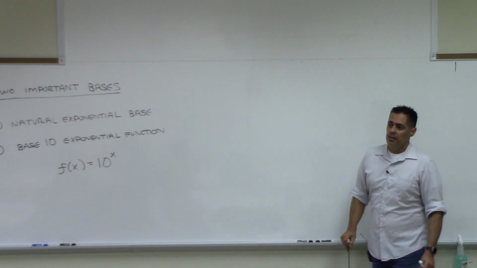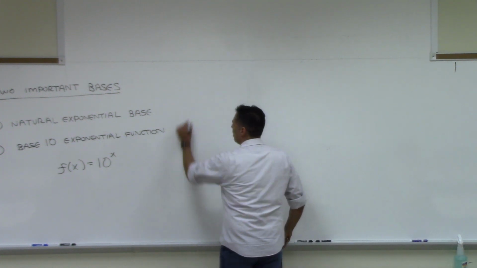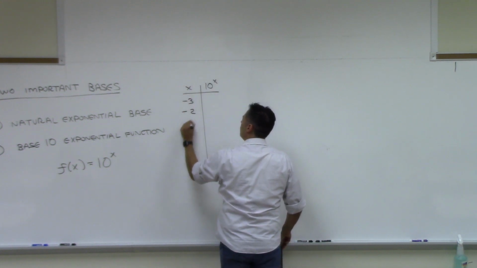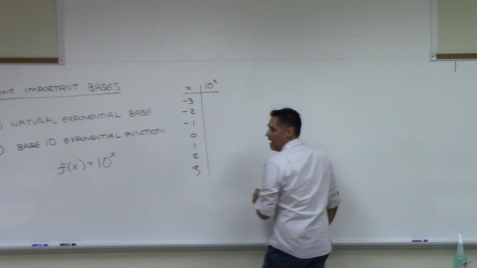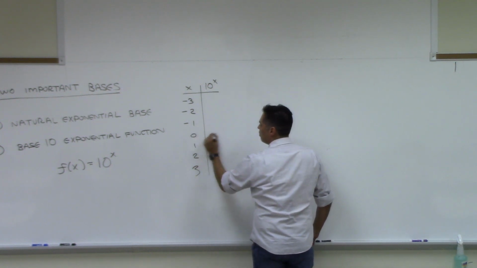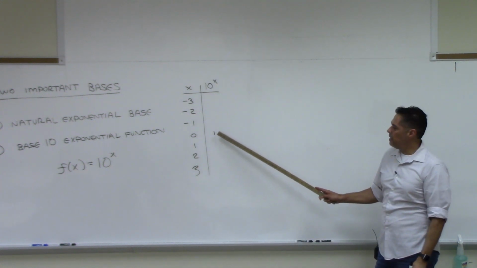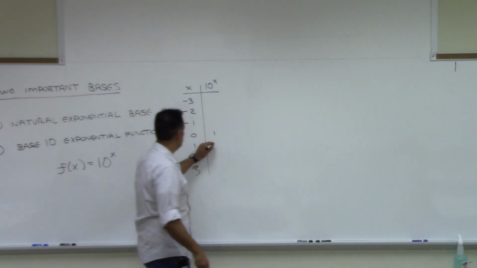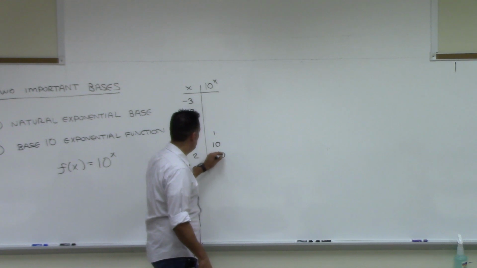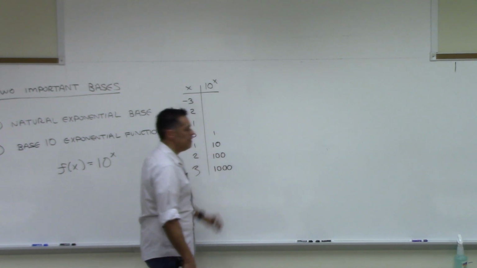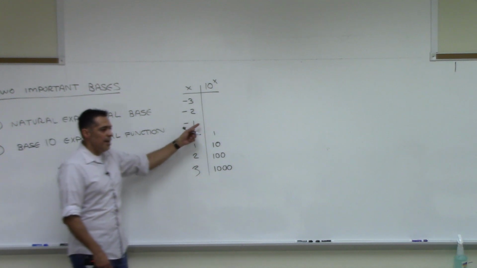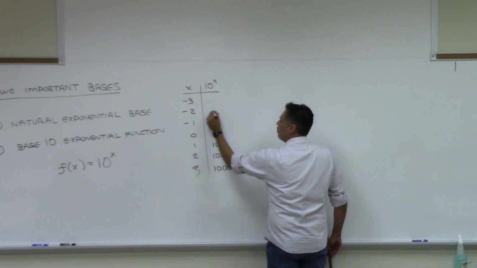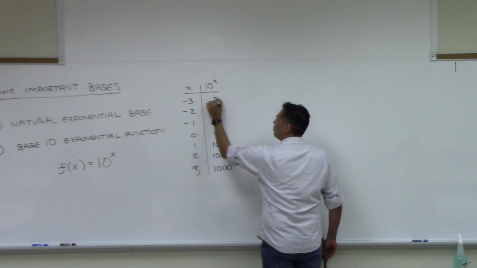Really, really fast. And we can make a t-table. I'll make a quick one. X, 10 to the x: -3, -2, -1, 0, 1, 2, 3. I'm going to go fast here. If I plug in 0, I get 1, because that happens every single time on every exponential function. If I plug in 1, what's 10 to the first power? 10. If I plug in 2, what's 10 squared? 100. 10 cubed? 1,000. Now the other way, if I plug in -1, I get 1/10 or 0.1. Plug in -2, you get 0.01. Plug in -3, you get 0.001.